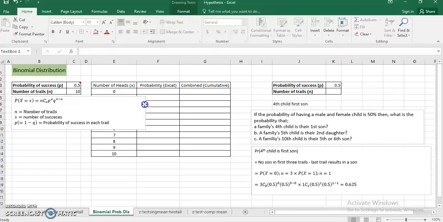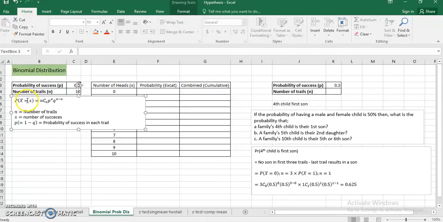This is the formula of binomial distribution, in which we can always talk about the probability of capital X equal to small x, which is nCx p^x q^(n minus x), where capital X is representing the random variable, any random variable which I am interested in calculating the probability of. Small x is the number of successes. That means this random variable can be defined in the nature of success and failure.